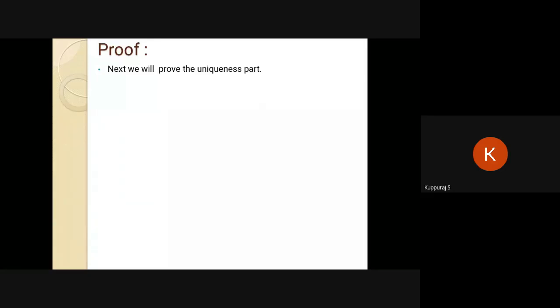When we stop the procedure, finally we have a product of prime numbers, then I can stop the procedure. Okay. Next, we will prove the uniqueness part.